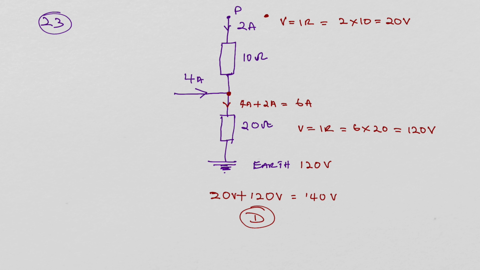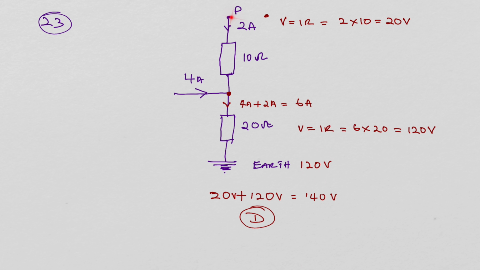Question 23. The diagram shows part of a circuit and the currents in this circuit. What is the potential difference between P and Earth? So this is Earth. We have to work out the potential difference. At this junction, using Kirchhoff's law, the current coming in is 4 amps plus 2 amps coming up there, and that will be 6 amps, and that 6 amps is going through the 20 ohms, where we can apply V equals IR. That's 6 times 20, that's 120 volts. So the potential here is 120 volts.